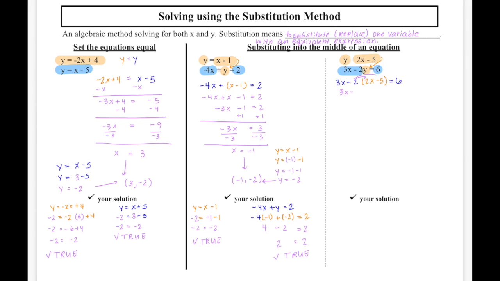So we need to distribute that negative 2 across both 2x and negative 5. So when I multiply negative 2 times 2x, I get negative 4x. And when I multiply negative 2 times negative 5, I get positive 10. The hard part is done. Now I have one equation with x as my only variable, so I'm going to keep solving the way I've been solving for x for all the other problems. And then you know what to do after that.